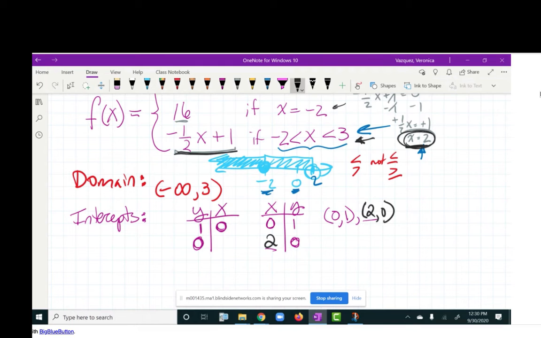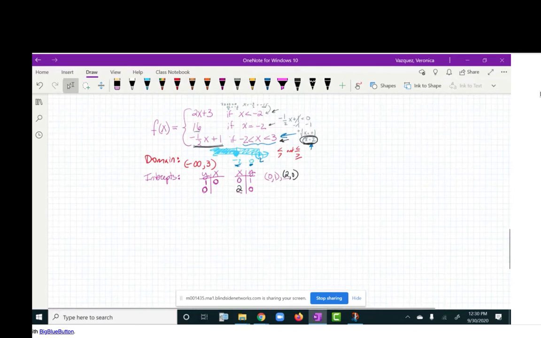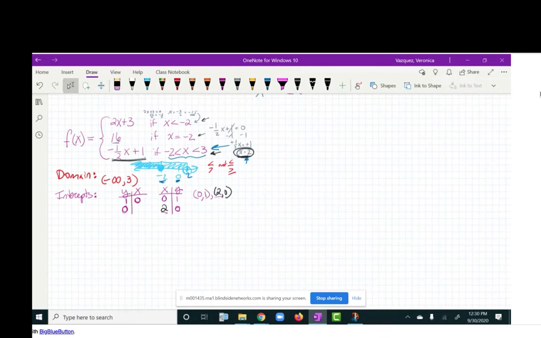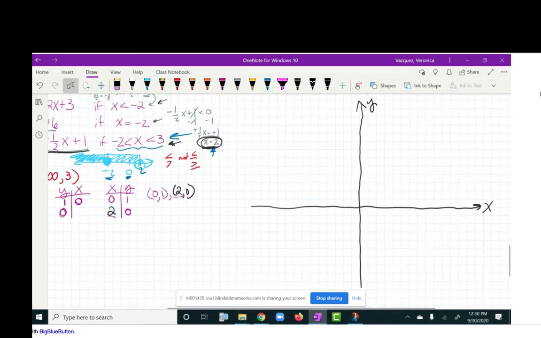Now I want to graph this thing. Okay, so let's graph this. Let's see what this graph looks like. So I'm going to draw an x and y axis. There's my x-axis, there's my y-axis. I'm going to go ahead and put in the intercepts. So I have x equals 0, y equals 1, and also x equals 2, y equals 0, like that.